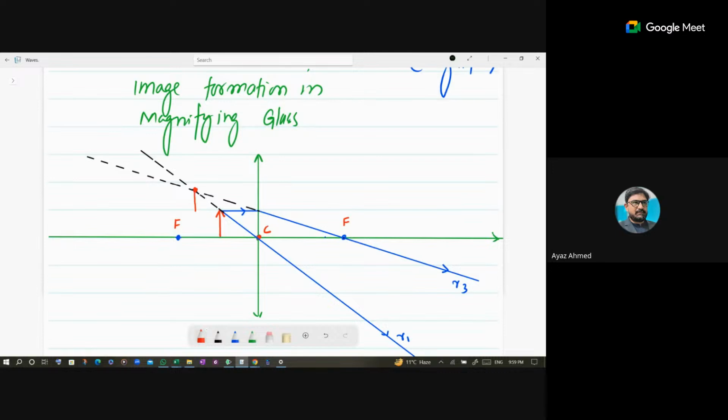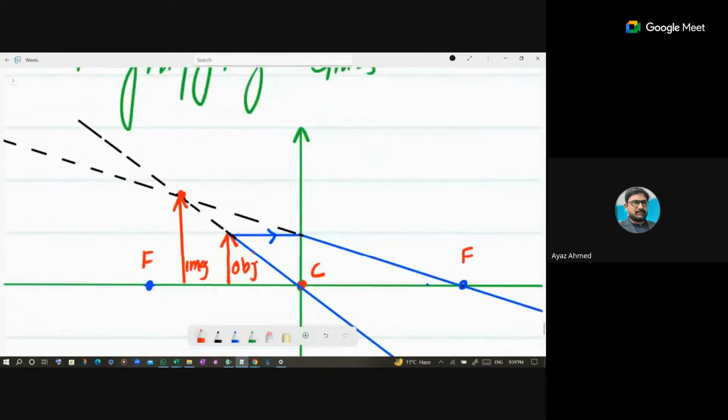Here is my object. Sorry, image. This is your object, and this is your image. So I'm going to magnify this for you. For example, if I say this is a small candle over here, it would appear as a larger candle, but not on the opposite side. Where will it be?